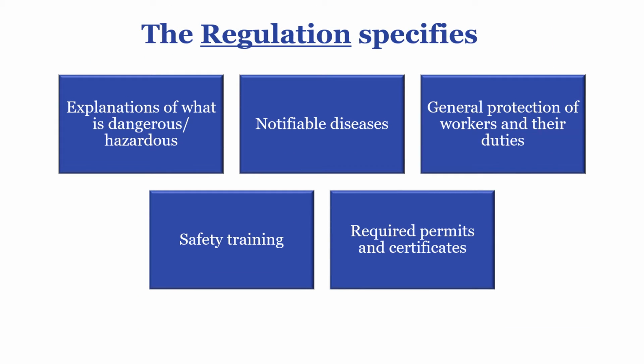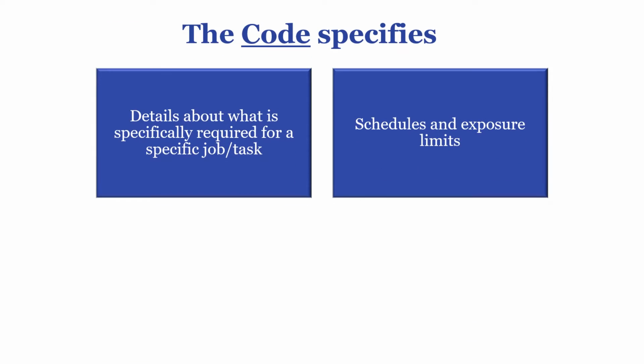The regulation specifies explanations of what is dangerous and hazardous, notifiable diseases, general protection of workers and their duties, safety training, required permits and certificates. The code specifies details about what is specifically required for a specific job or task, and schedules and exposure limits.